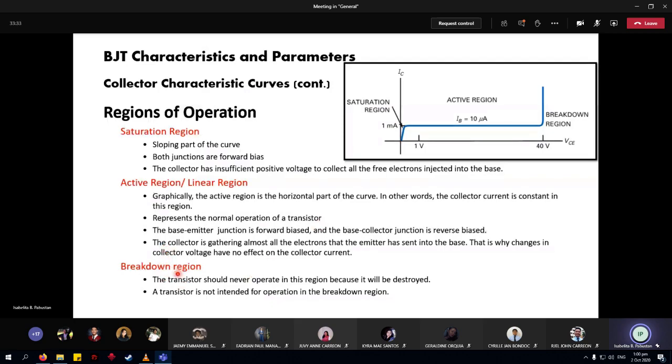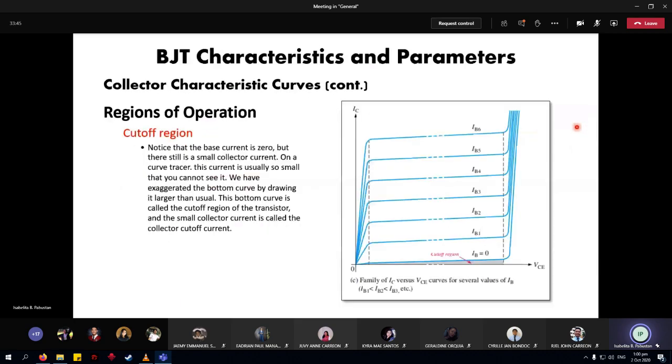Okay, for the breakdown region, the transistor should never operate in this region because it will be destroyed. Then a transistor, of course, is not intended to operate in this region. It seems I've said all of this a while ago. No, let's skip this. Okay, I've said all of this a while ago.